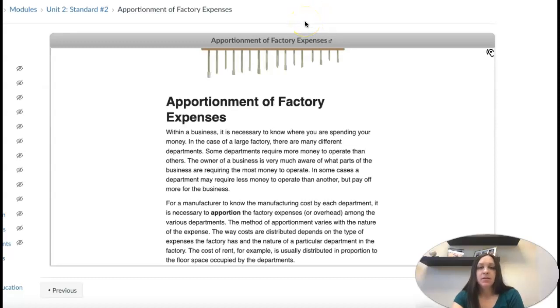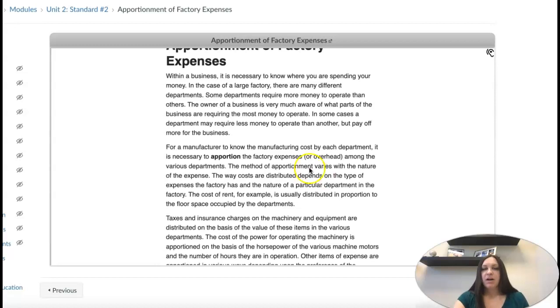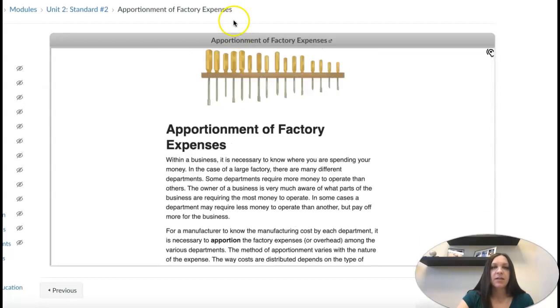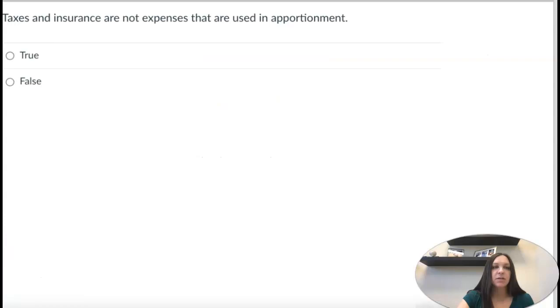All right, so this section is about apportionment of factory expenses. Apportionment is when you divide your business into different sections and you're trying to figure out how much it costs each department to run. So we're going to figure out different expenses here. There are some examples in your notes. I'm going to jump to some right here.